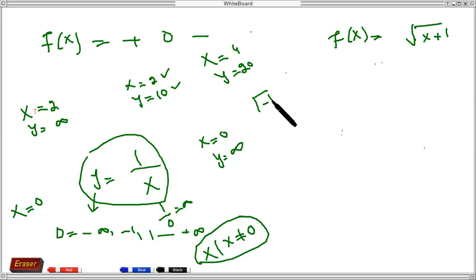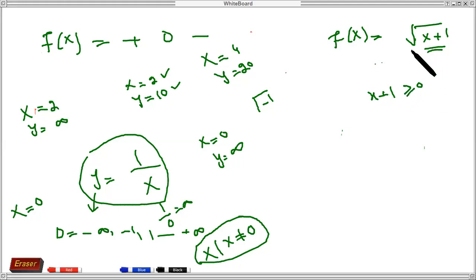So, what will be the domain of the function? The domain is: x plus 1 must be greater than or equal to 0. Negative values are not possible. You cannot give a negative value. So you need to write x plus 1 must be greater than or equal to 0.